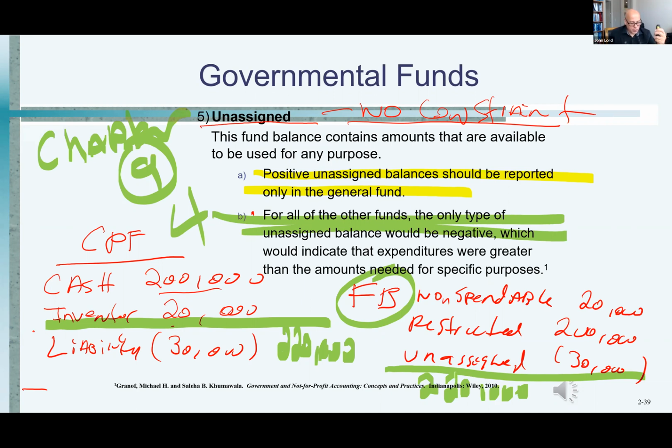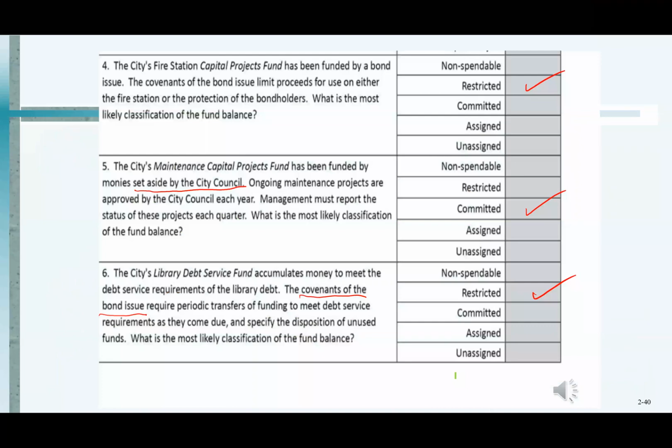Okay, now let's look here, because I think this is probably going to be a good exercise. It'll take away some of the fear here. I just picked out the ones that were relevant to this classification of fund balance. So we have the fire station capital project fund has been funded by a bond issue. Stop. Do I need to read any more? The covenants of the bond issue limit. It's a bond issue. We saw the key words there, bond issue. It is what? Restricted, right?